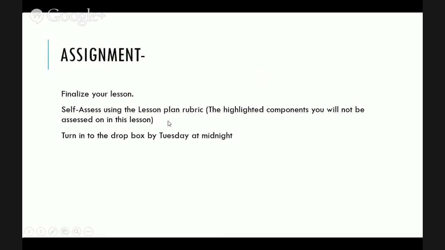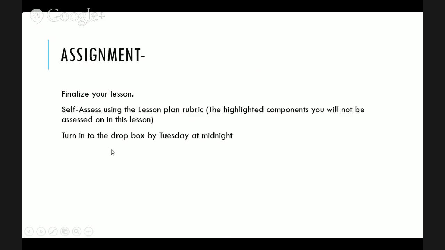There are some things that we're going to add the next time we write lesson plans. So anything highlighted in yellow, you do not need to include in your lesson plan. One of the things I would recommend doing, there's a lesson plan rubric in week 5 on D2L. Self-assess using that lesson plan rubric and use that to make any edits or changes prior to submitting.